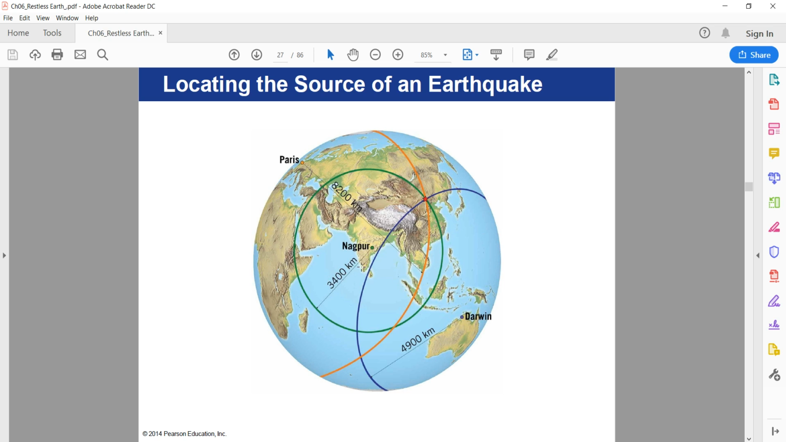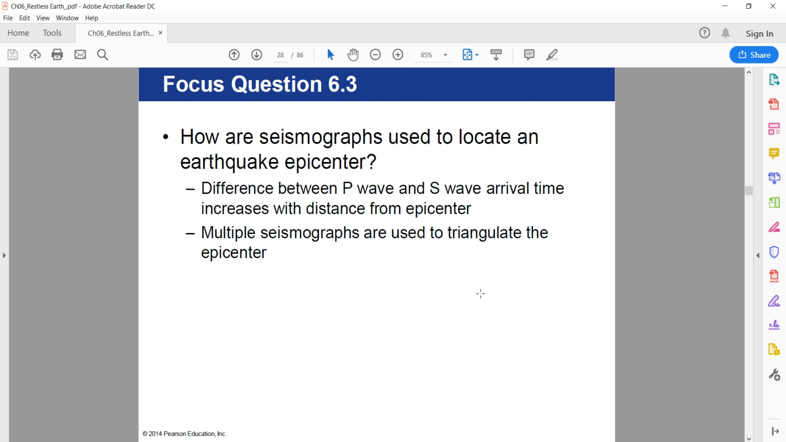So this is one example. The epicenter is here somewhere in China, and it was registered in a seismograph in India, in Paris, Europe, and one in Australia. So depending on the time of arrival, we can triangulate where the epicenter is. The difference between P and S wave arrival time increases with distance from the epicenter. Multiple seismographs are used to triangulate the epicenter.